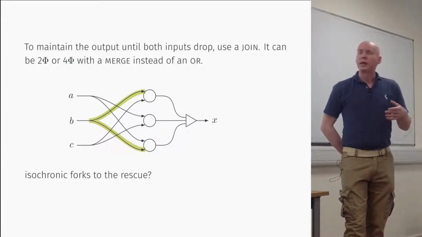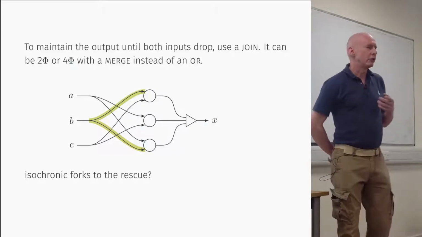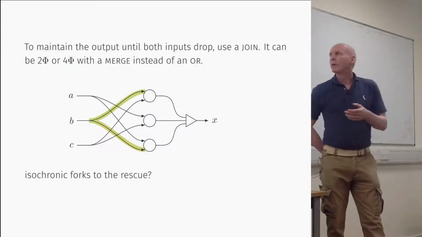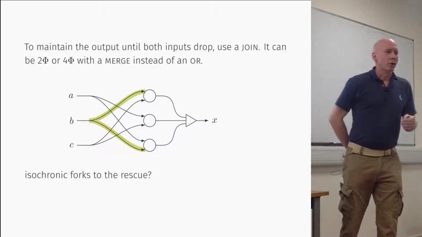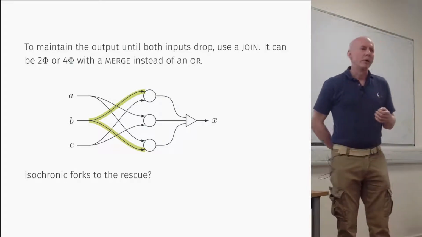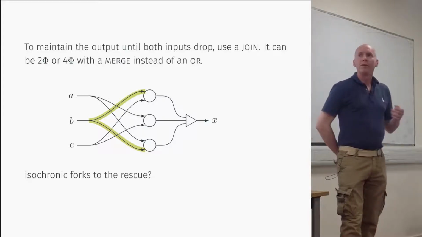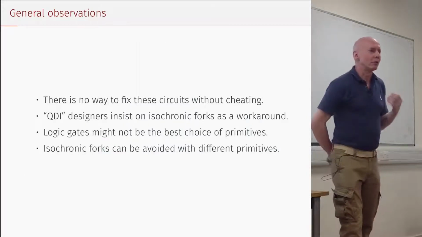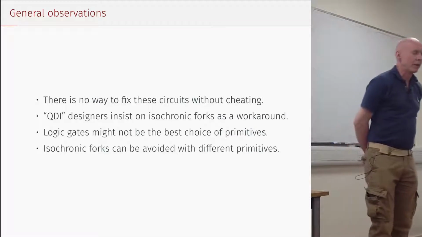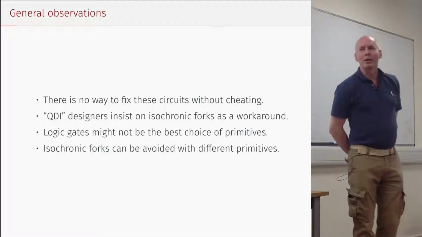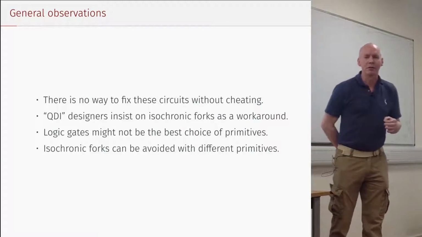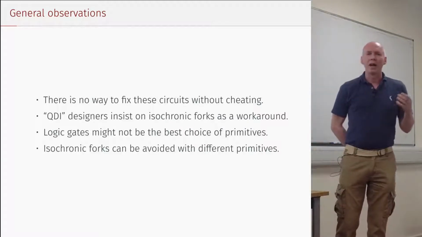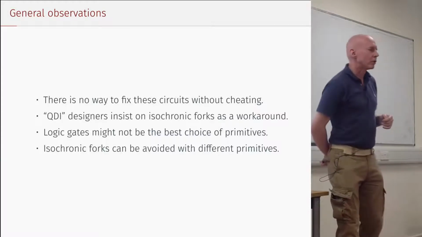To justify it, you have to control the layout and the geometry of the circuit, and you have to solve physics problems. QDI designers are correct when they claim that it's impossible to avoid isochronic forks if they restrict themselves to circuits built from single output devices such as logic gates, but it has been known for at least 25 years that useful asynchronous circuits can be built from other primitives than logic gates without any further need for isochronic forks.